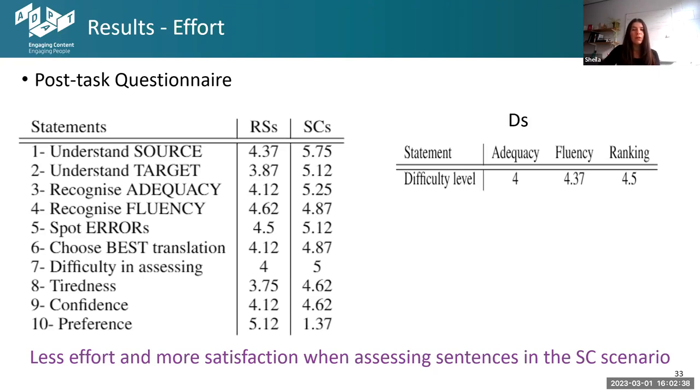And they were much more confident with their assessment in statement nine. And you can see that translators think that they gave much more accurate assessments when having access to the full text in statement 10. So we saw that there was less effort and more satisfaction when assessing the sentencing context scenarios. So why is it that the inter-annotator agreement was sometimes higher in the random sentence scenario?